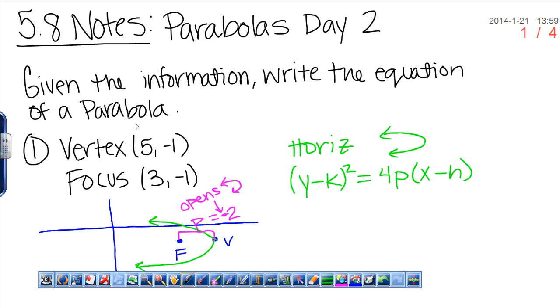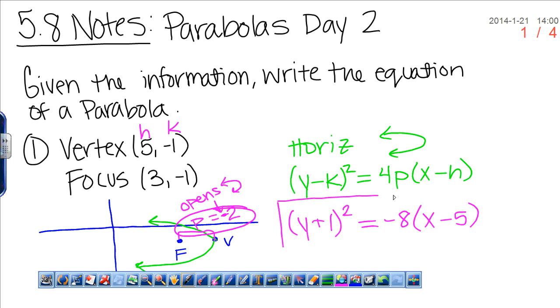All right, so now we have our vertex, which is h and k, and we have our p value, which is -2. So we're ready to fill in our equation. So I'm going to have y minus -1, which gives me y plus 1 squared, equals, what's 4p going to be? -8 times x minus 5. Questions about that one? Okay, let's try again.